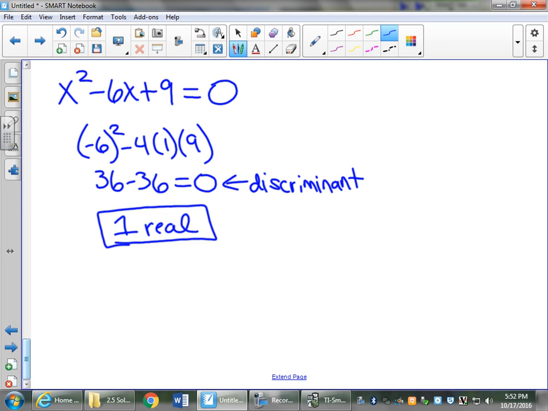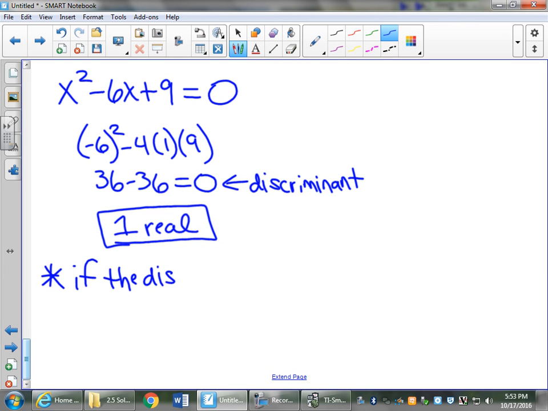Now, if you wanted to actually find what the solution is, then you'd have to do the whole formula or attempt to factor that. But you would not be able to find the solution without doing more. That just tells you how many. Another tidbit about the discriminant.